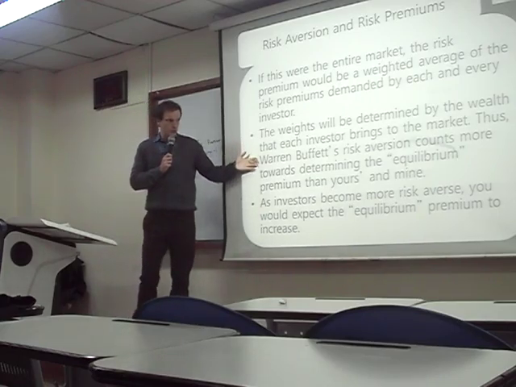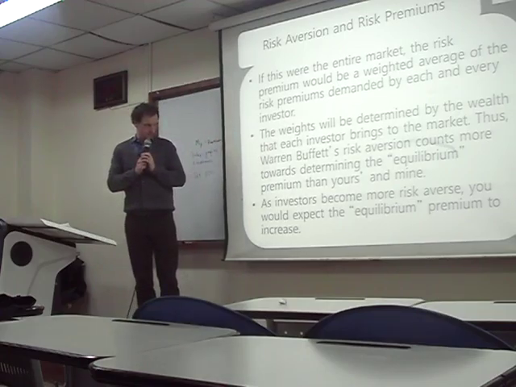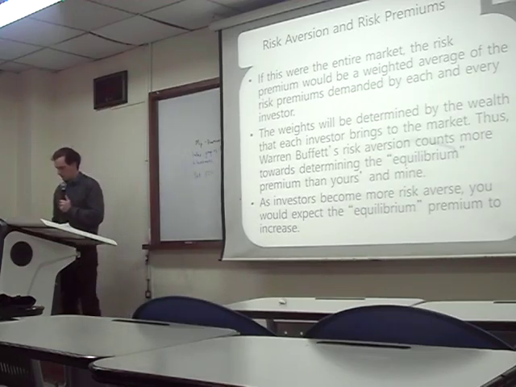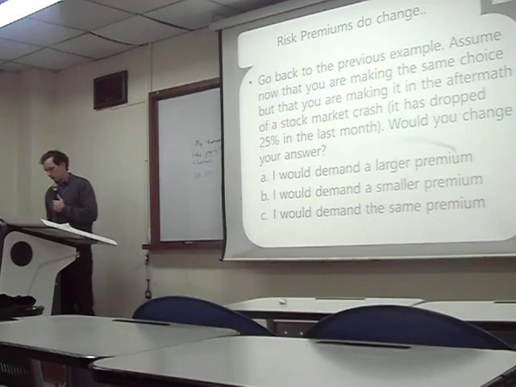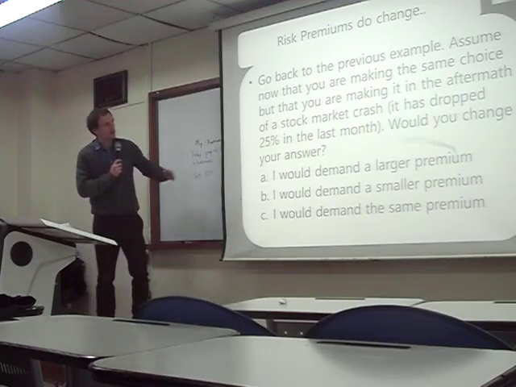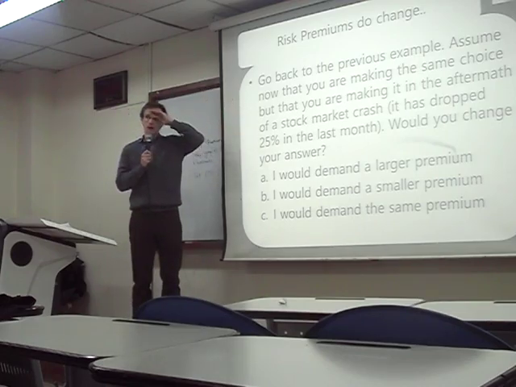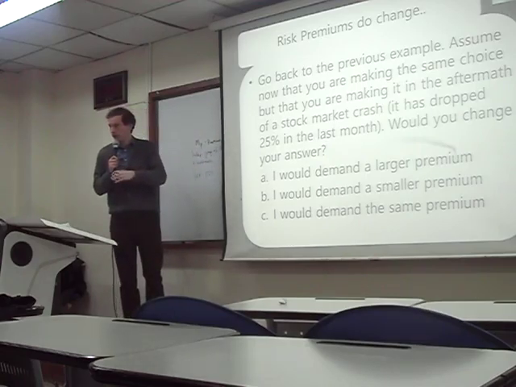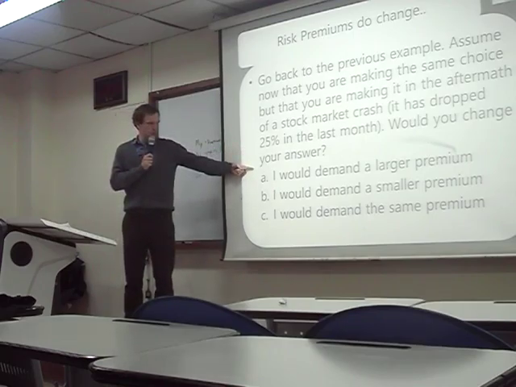But we're going to calculate, not for you, for the marginal investor, okay? So, if this was the entire market, the risk premium would be a weighted average of the risk premiums demanded by each and every investor. So if you guys represented the entire market, I could find the average of all your risk premiums, okay? But if you're a bigger investor, your risk aversion counts more than me. For example, Warren Buffett's idea of the risk premium is more important than yours or mine, because he has a lot of money invested in the market. As investors become more risk averse, we expect the premium to increase.